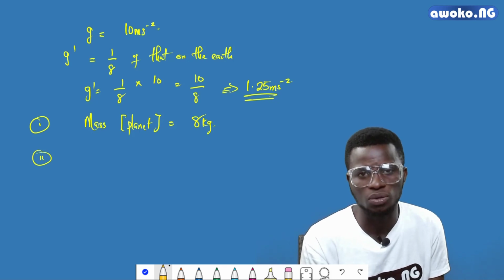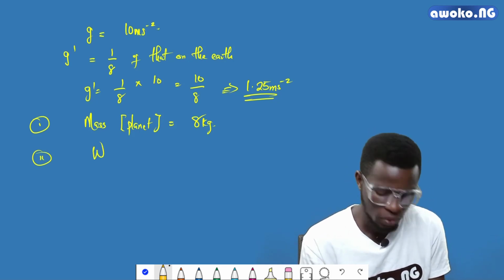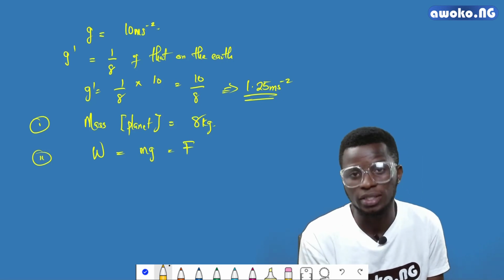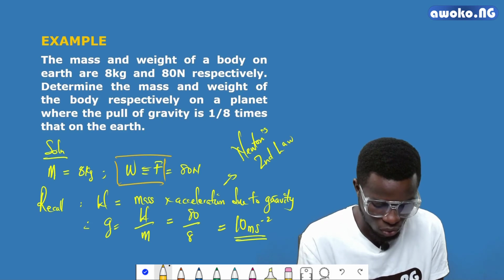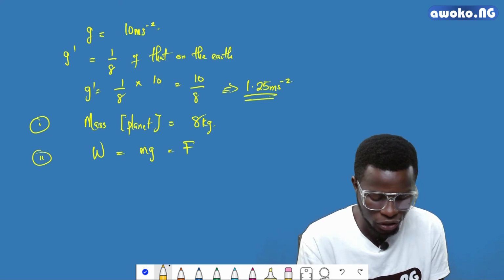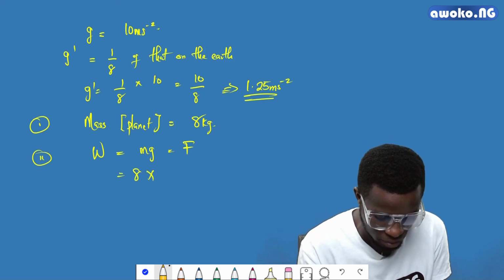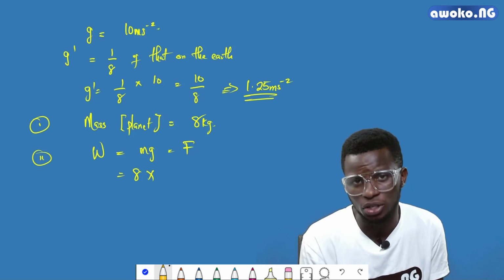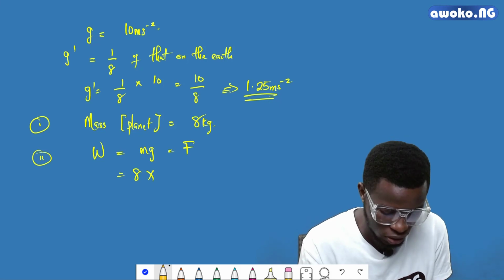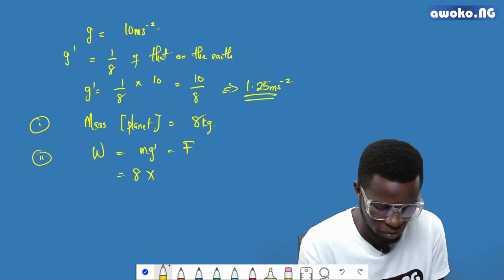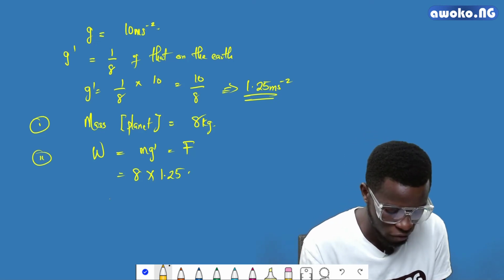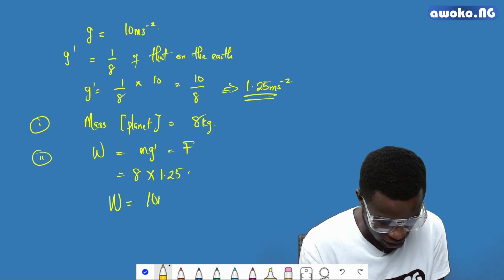All right. So the next thing to find is the weight. We said that weight is also equal to mg, which is equal to force. I've established that fact while we were dealing with the first part of the question. So what is our new weight? It will be equal to 8 kg times our acceleration due to gravity, which is no more the normal acceleration due to gravity, but the acceleration due to gravity on the planet, which is g prime. So what is g prime? We have it to be 1.25 meters per second squared. So therefore, our weight is equal to 10 Newton.